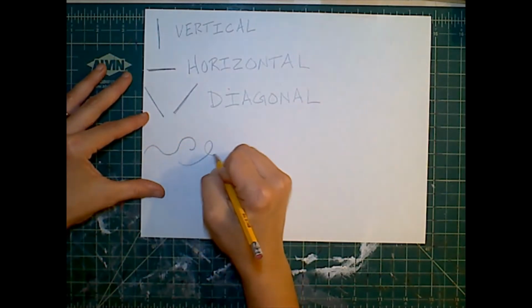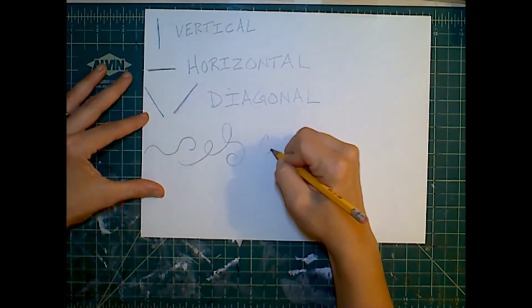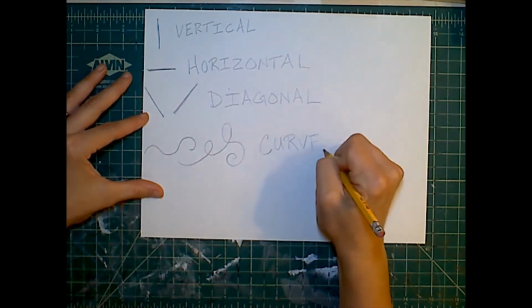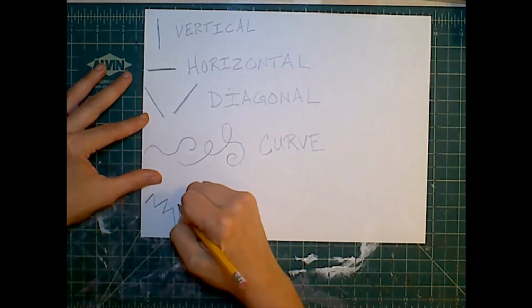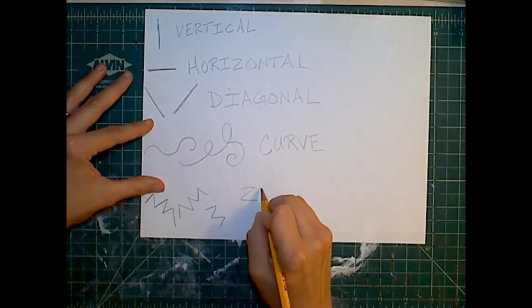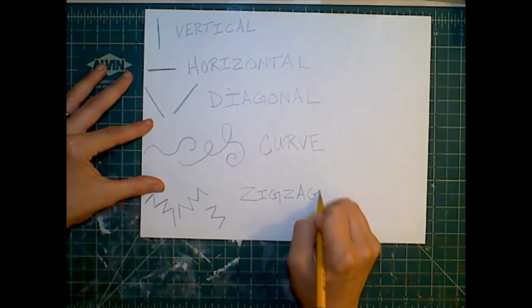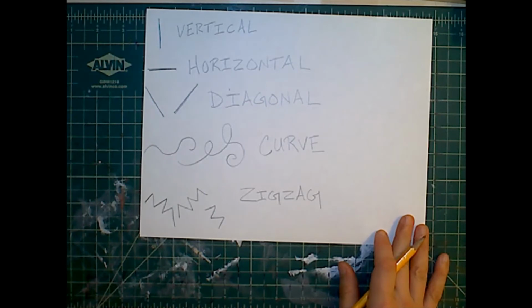We're going to have curved lines next. They can loop all around. Curved lines. C-U-R-V-E. Curve. And finally, zigzag lines. They can be any way you'd like. Sharp points. Z-I-G-Z-A-G. Write these 5 lines on your paper.